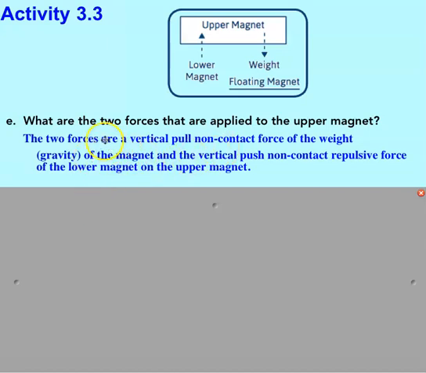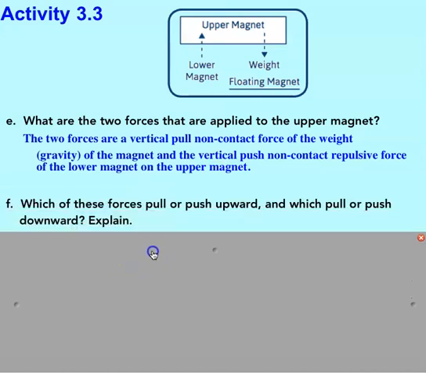If you look at this, the two forces are the vertical pull, non-contact force of weight. That's actually of the Earth, so I have a typo here. And the vertical push, non-contact repulsive force of the lower magnet. So this should actually say Earth right here, because the magnet's applied down here. But notice how I talked about it's a vertical force, it's a pull, and it's a non-contact. So make sure you get in the habit, whenever we talk about forces, to put all three of those words together. And then which of these forces pull or push upward and which pull or push downward?